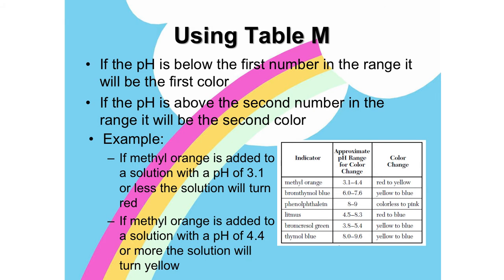This one more time is an explanation of how the numbers and colors work. So if the pH is below the first number, it would be the first color. Second number or more, it will be the second color. If it's in between, it would be in between.